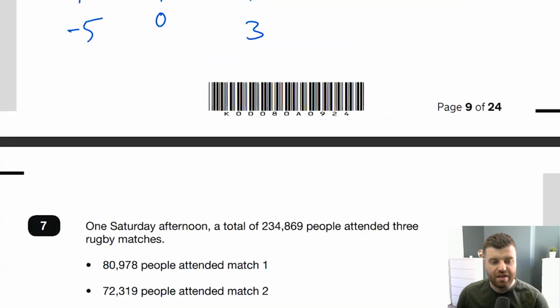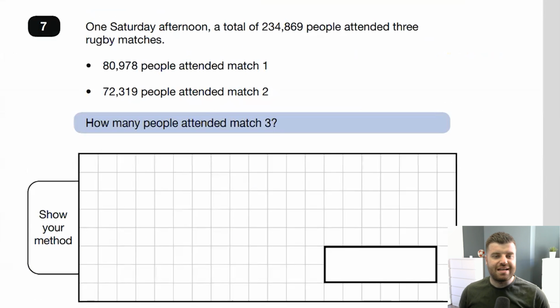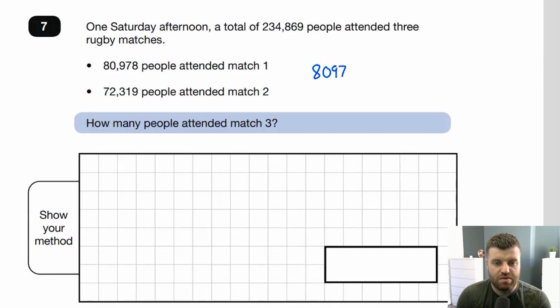Be careful. Question 7. One Saturday afternoon, a total of 234,869 people attended 3 rugby matches. This is a classic SATS question. We're going to give 3 totals. You need to find the third one that's missing. 80,978 attended match 1. So that's match 1 there. 72,319 attended match 2. How many attended match 3?